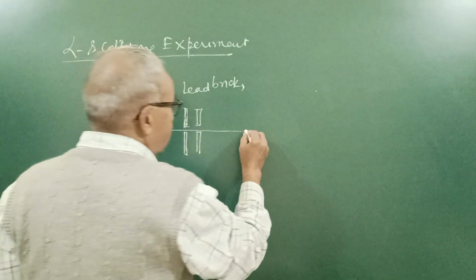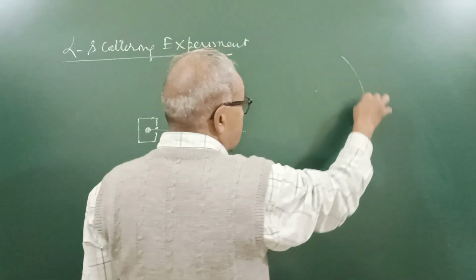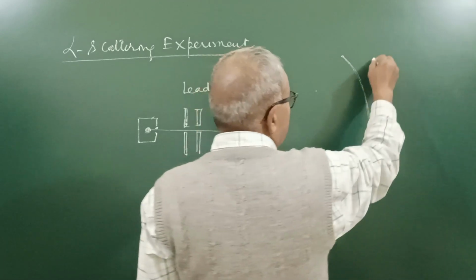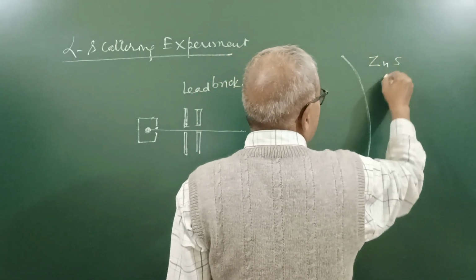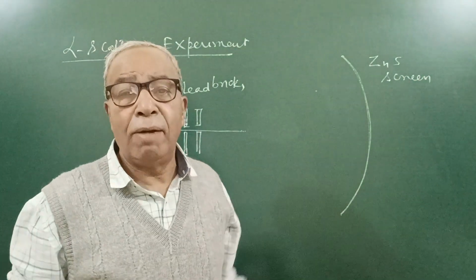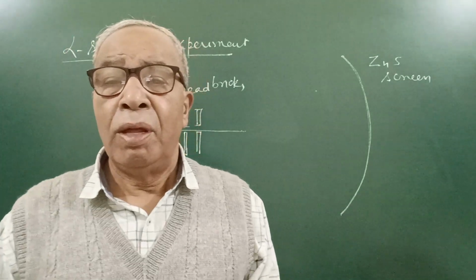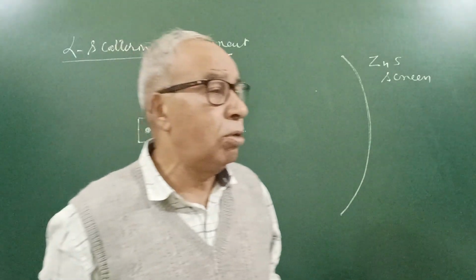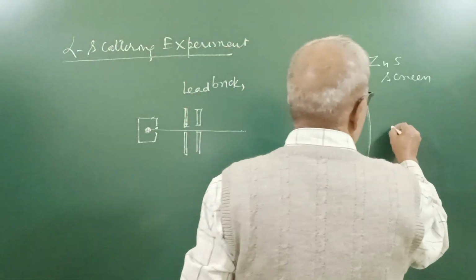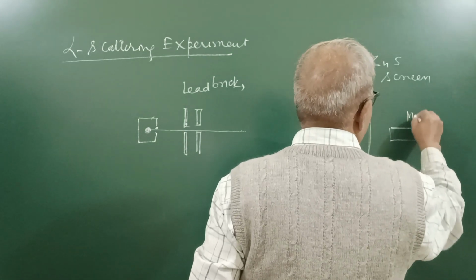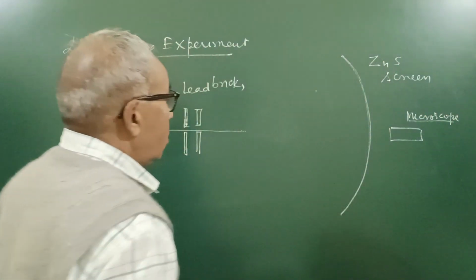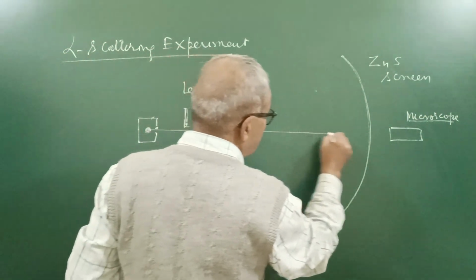A very narrow beam. Here was a zinc sulfide screen. Why this? When any charged particle falls on this screen, light flashes are produced, which are called scintillations, bright spots, and they were observed by a microscope here. Now, when there was nothing, the scintillations were observed here.